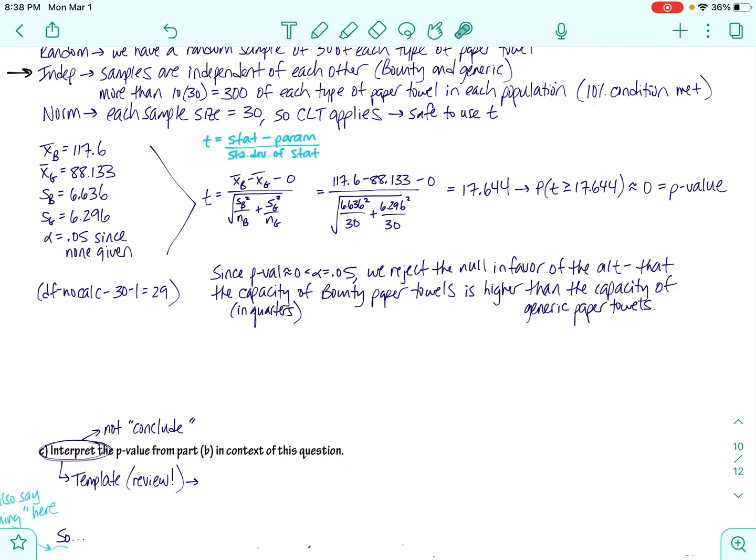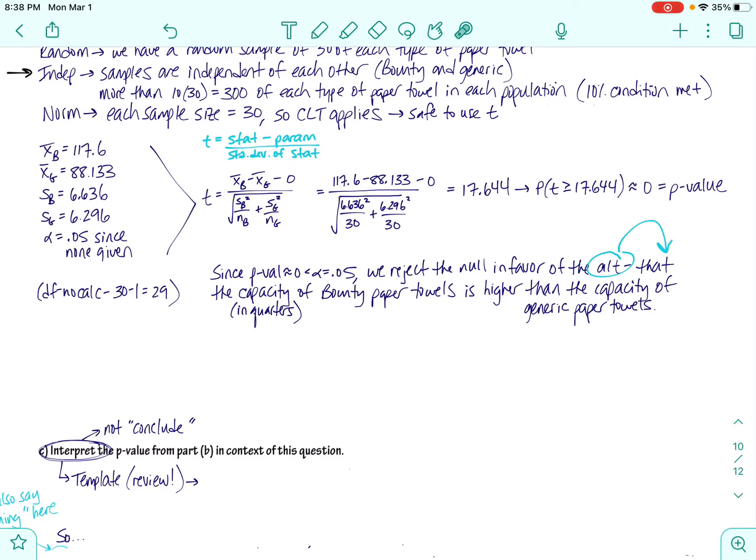Here's how you write your conclusion. Since the p-value is about 0, that's for sure less than alpha. That means we reject the null in favor of the alternate. And remember, that means you restate the alternate in words: that the capacity of Bounty is, in fact, higher than the capacity of generic.